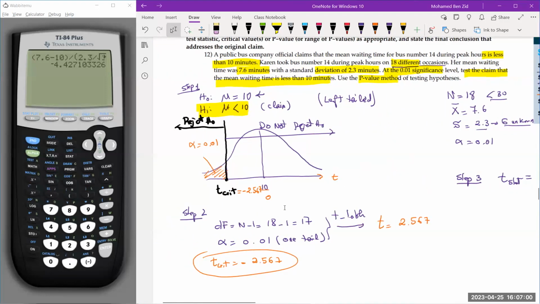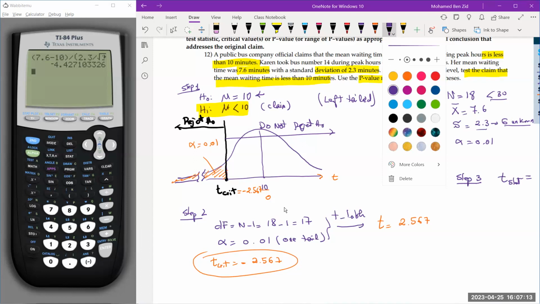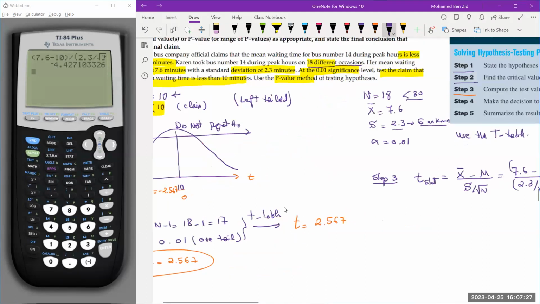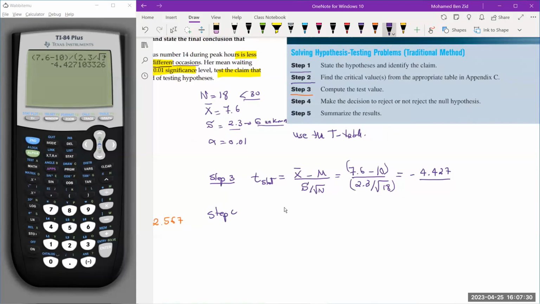So I go back to my chart and place my t-stat. And the t-stat should be farther away here. So the t-stat is going to be negative 4.427. So you see here it is within the reject zone, right? So step 4, you're rejecting H0. And step 5, you're going to make a conclusion.